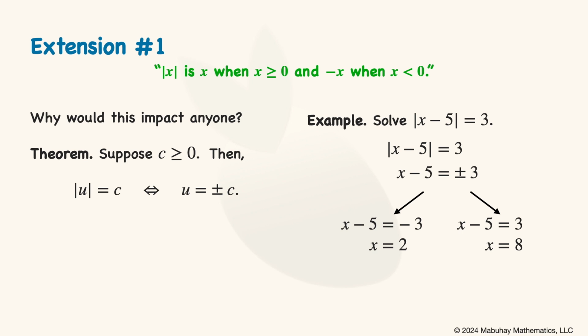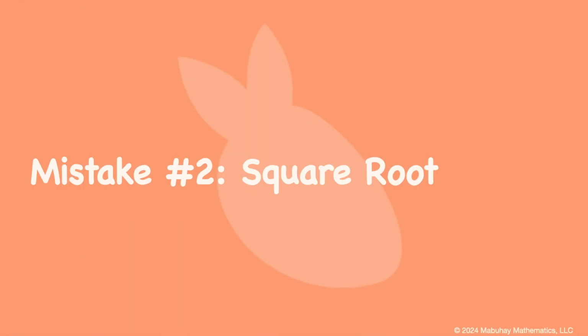Great work, everybody. So that's mistake number 1, which we've corrected. Now we know that the absolute value of x is defined in a piecewise form. You can check out part 2 to see the next common mistake, how to correct it, and how to extend it a little bit, that the square root of x squared is equal to x for all real values of x.